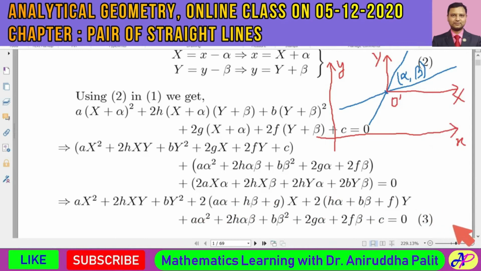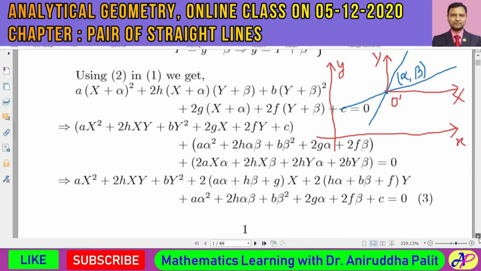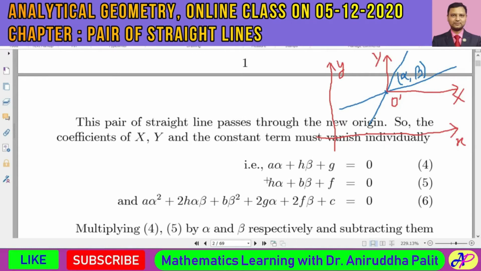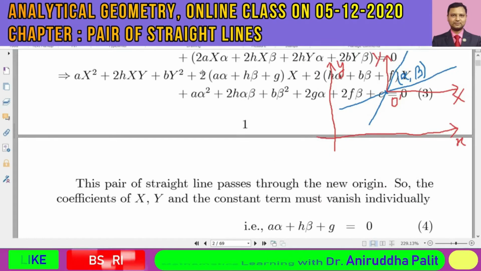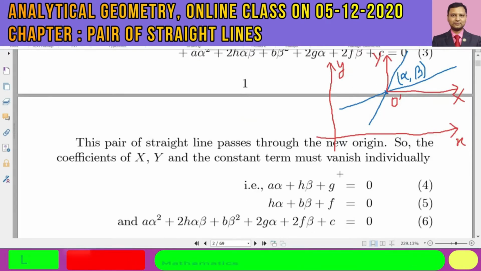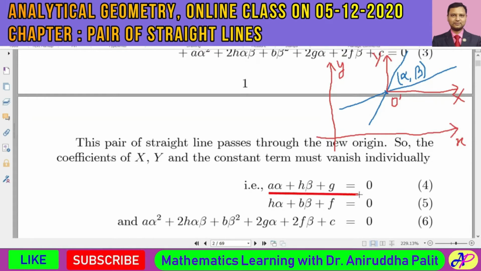Now we can say that these three quantities, the coefficient of X, the coefficient of Y, and this constant term, should be equal to 0. And therefore these are the results. You see this coefficient, forget about these two, this should be equal to 0. So A alpha plus H beta plus G is equal to 0.